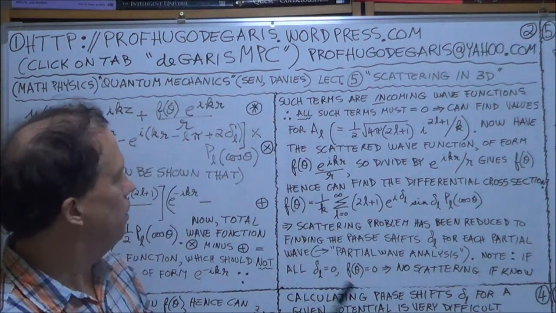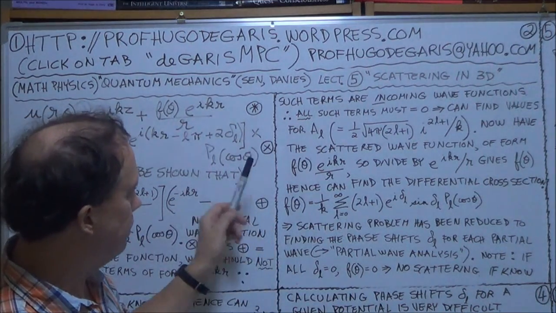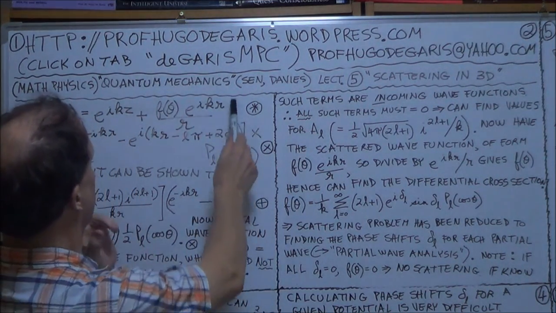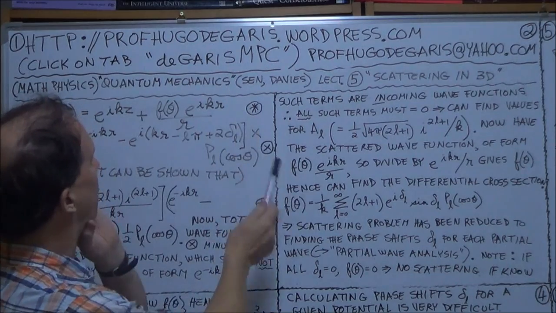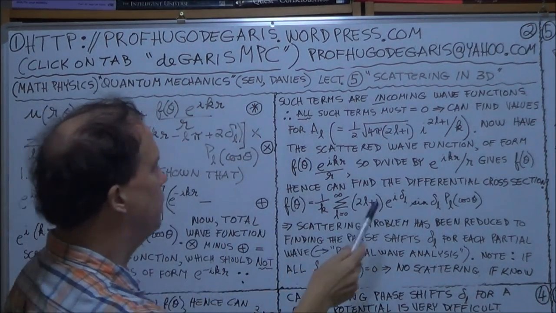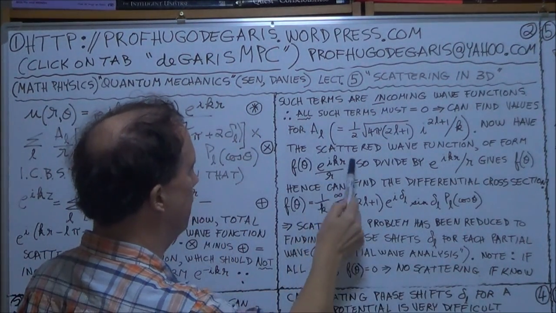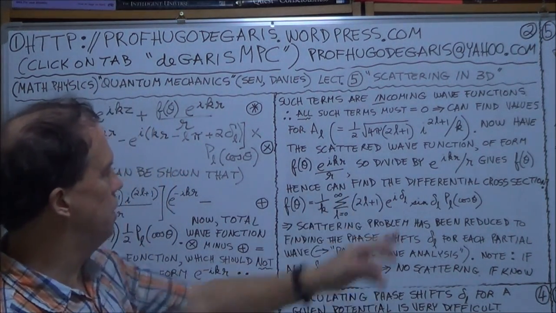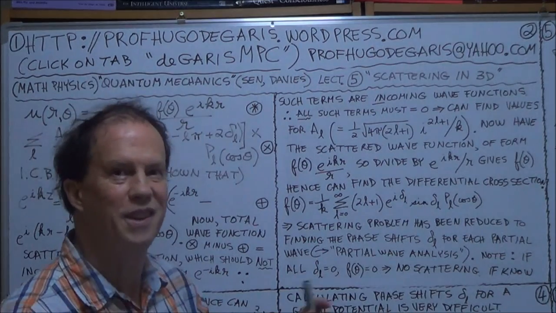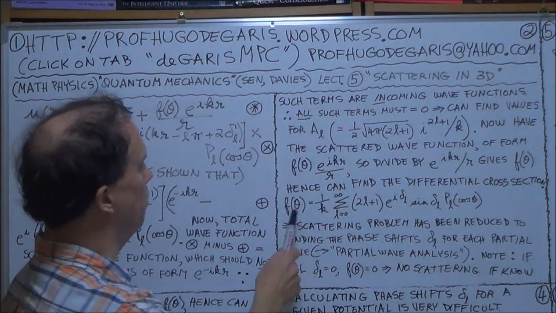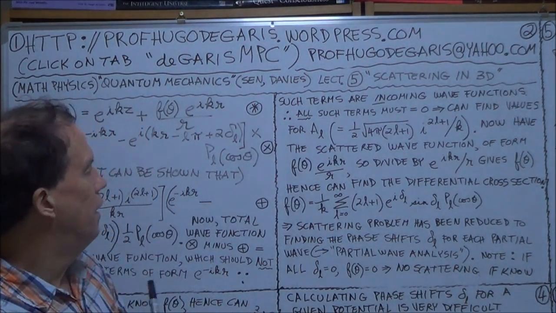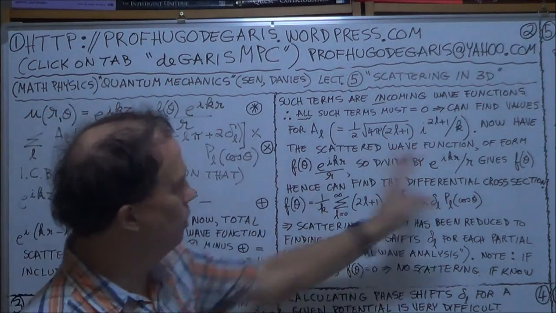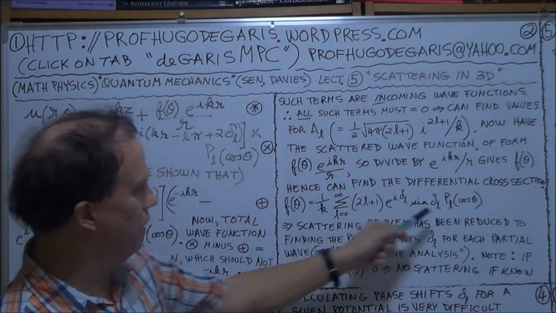So the result that you get will be of this form, and so divide it by this amount, and that will give you your f of theta, which is what it's all about, right? You're talking about scattering. You want to know what your f is. Okay, so do all that, and you end up with something like this.